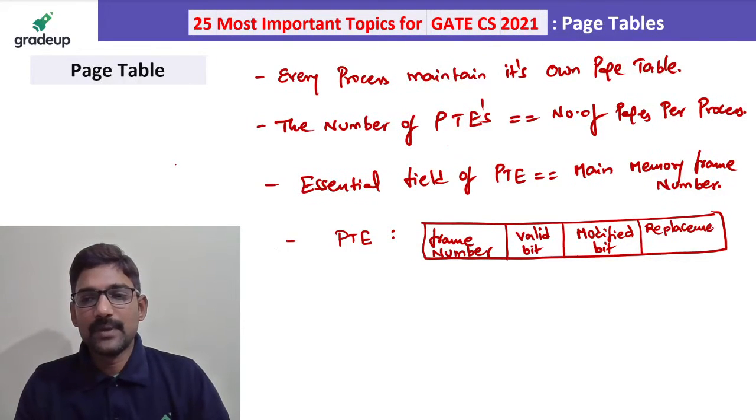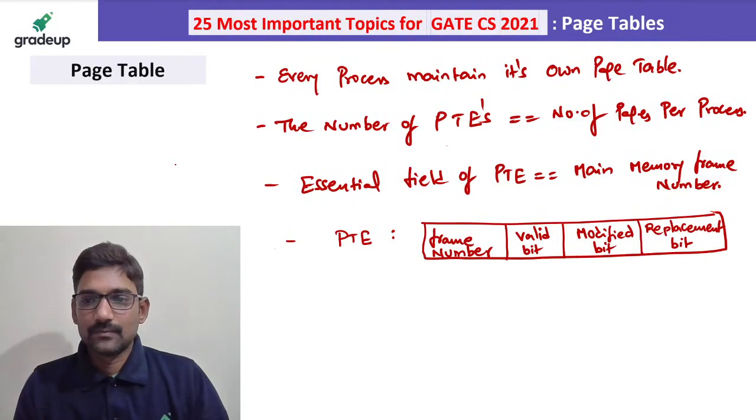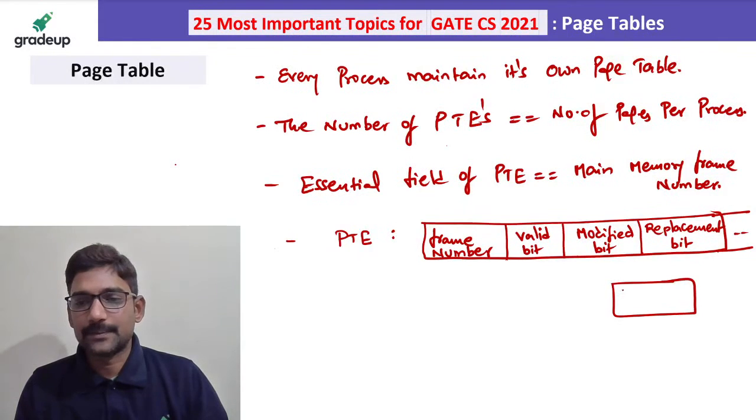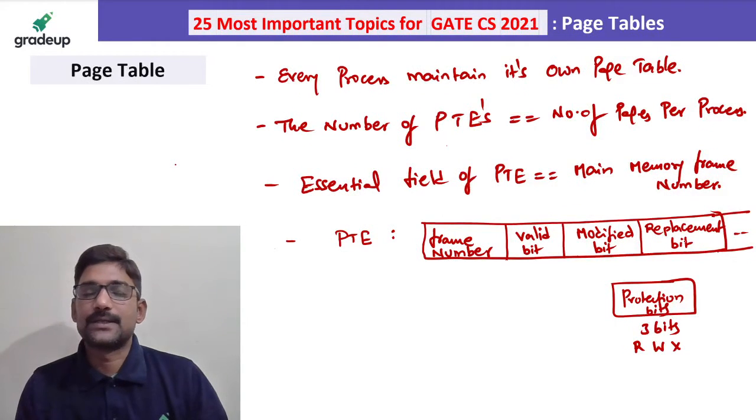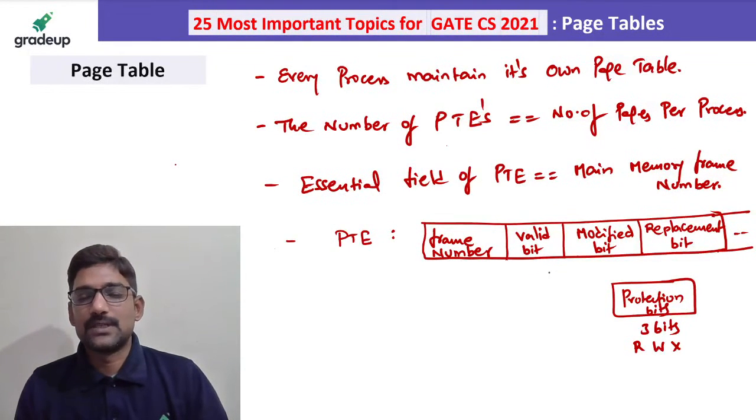Similarly, we may have a field called replacement bit, and there may be a field called protection bit. Generally, these protection bits will be 3 bits: read, write, and execute. So if we want to restrict some page from writing, we may use these bits. So this is what generally a page table entry will have.